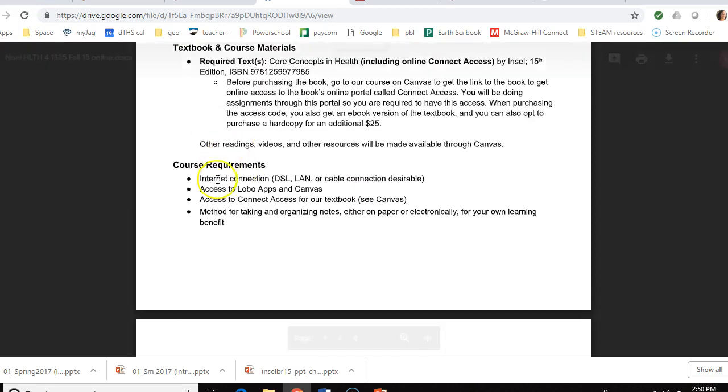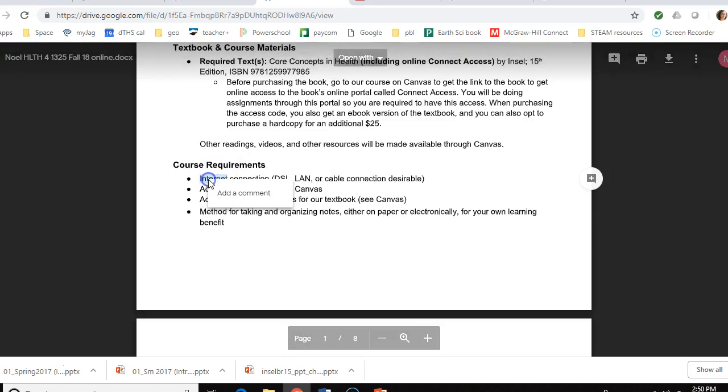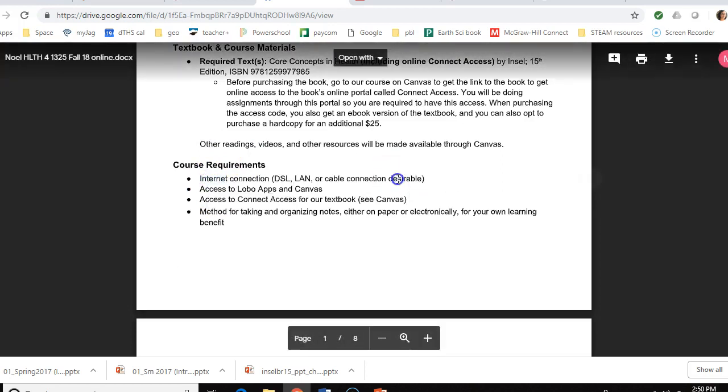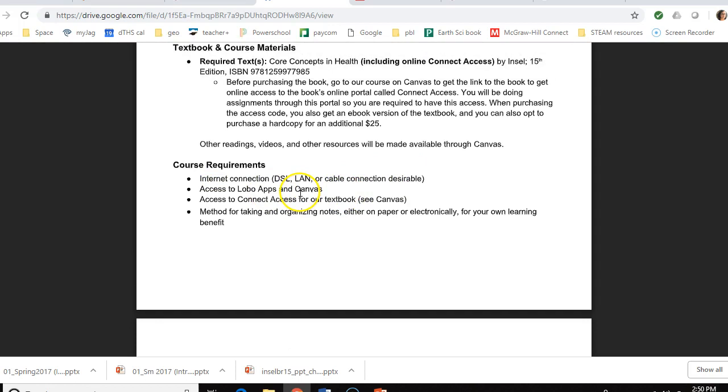The things you have to have for this class: you definitely have to have some kind of internet connection. You obviously do if you're listening to this video. You need to be able to get to Canvas and the Lobo apps and the online textbook, as we've discussed.